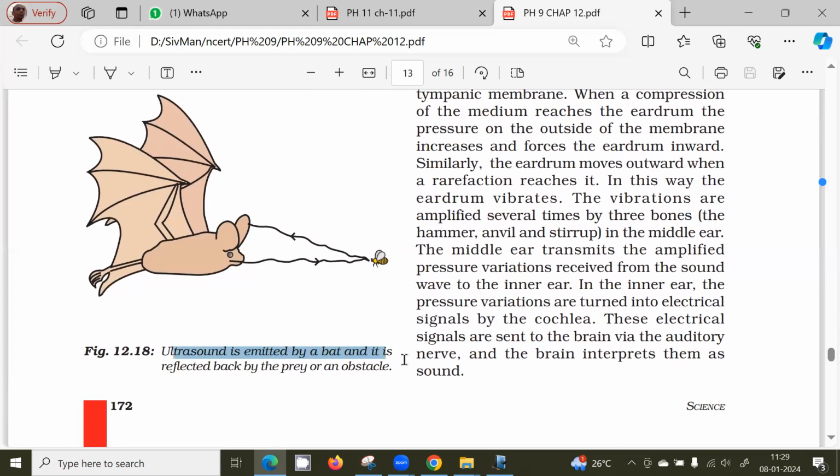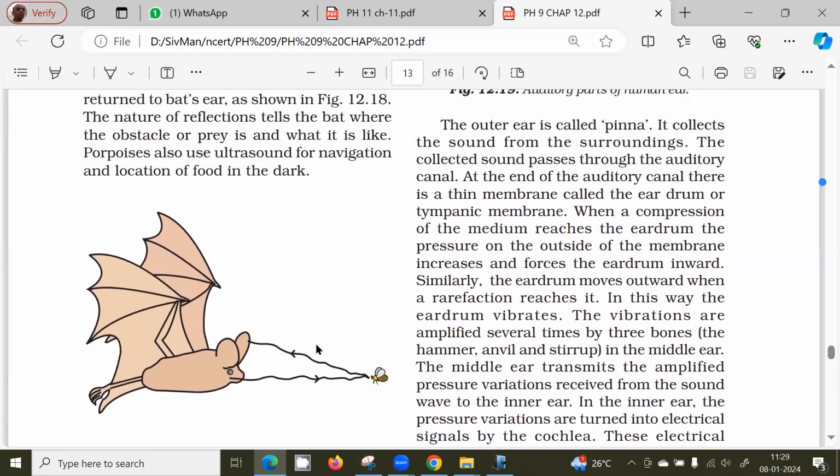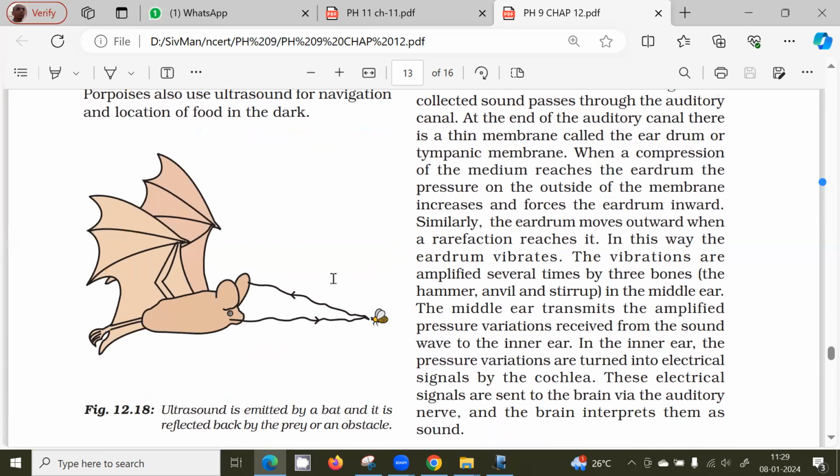Ultrasound is emitted by the bat and it's reflected back by the prey or an obstacle. It will also avoid hitting a wall using the same thing. It will emit the sound, and if there is a wall, it will get reflected. So it will know that there is a wall in front, and it will turn back. Like a human can use eyes to see whether there is some obstacle or not, similarly the bat can use sound to see, or rather hear, the obstacle.